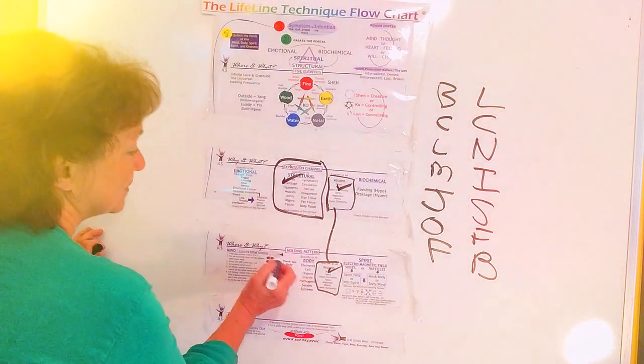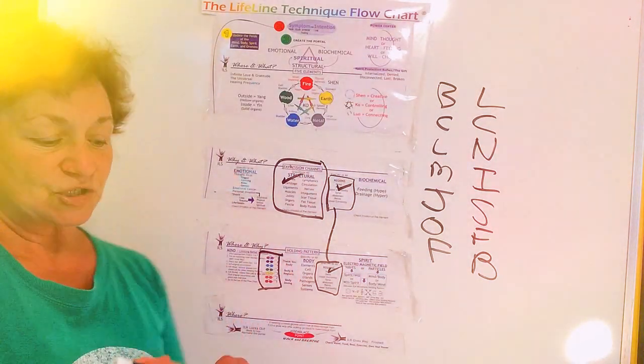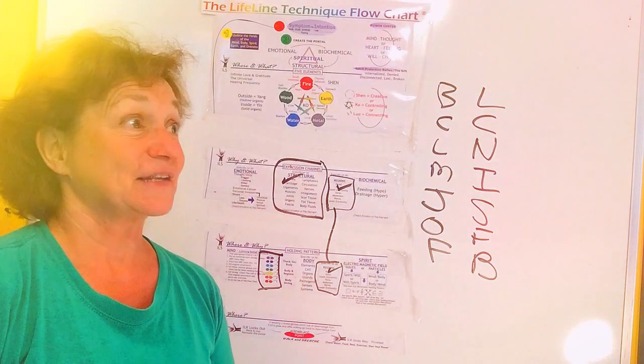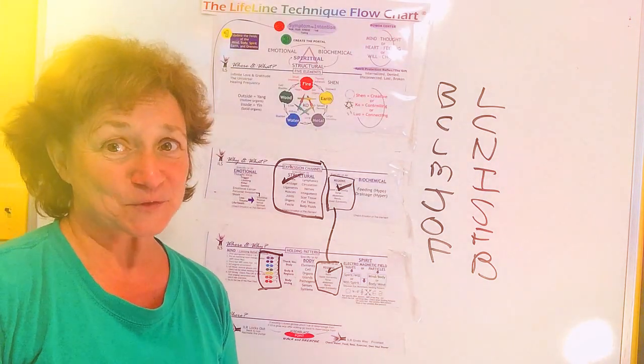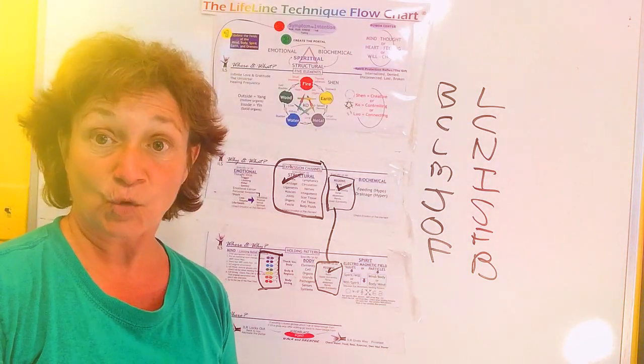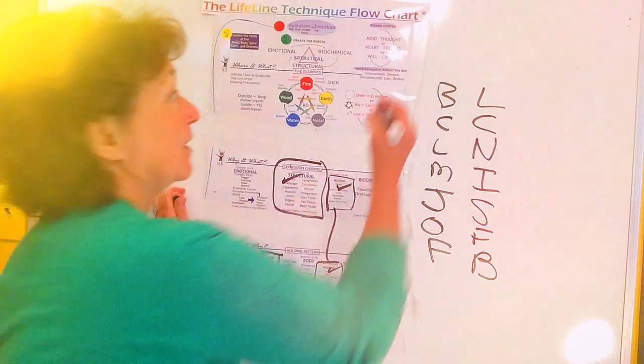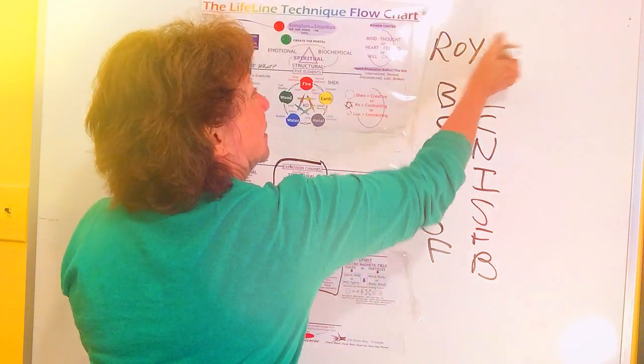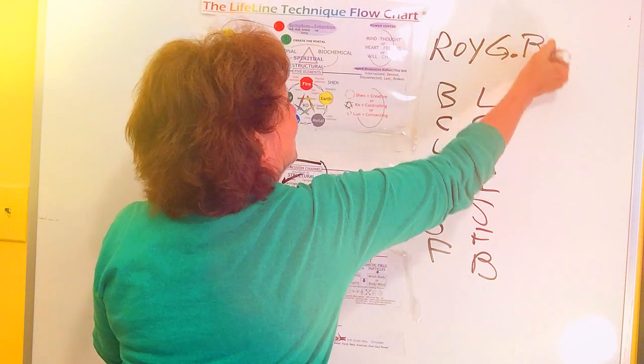So then there's another group of 7, which is your chakras. And I'm sure that probably most people have known the saying Roy G. Biv. Okay, Roy G. Biv.